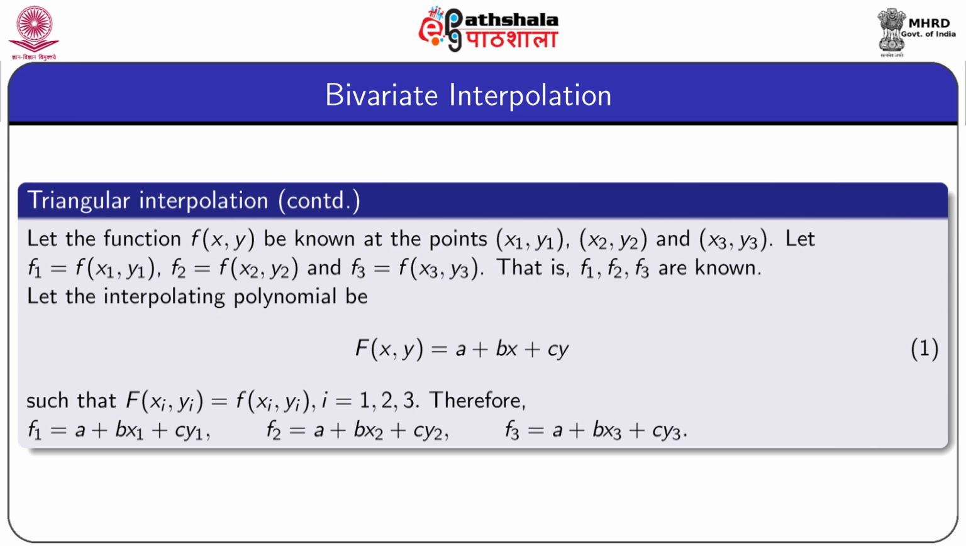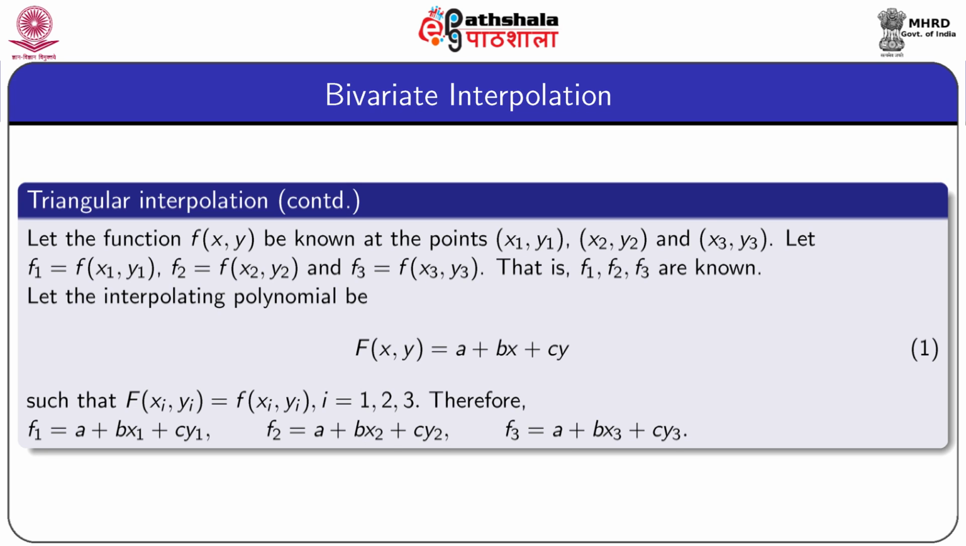Let the function small f of x y be the given function, but its explicit form is not known, while the 3 points x1 y1, x2 y2 and x3 y3 are given. That means the vertices of a triangle are given. Let f1 equal to f of x1 y1, f2 equal to small f of x2 y2 and f3 equal to small f of x3 y3. These are the given values. That means the values of f1, f2 and f3 are known.